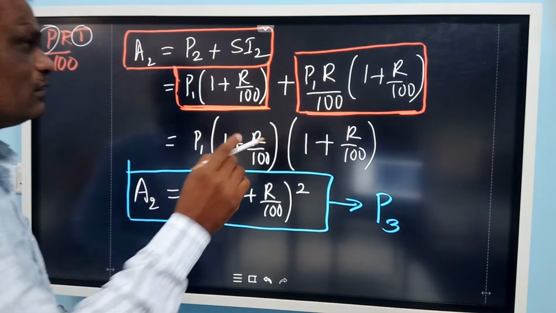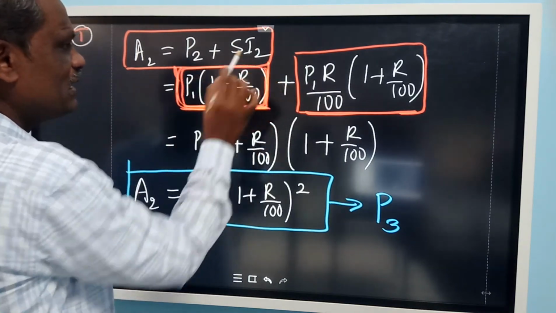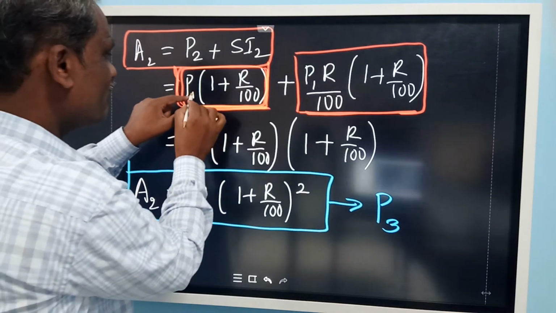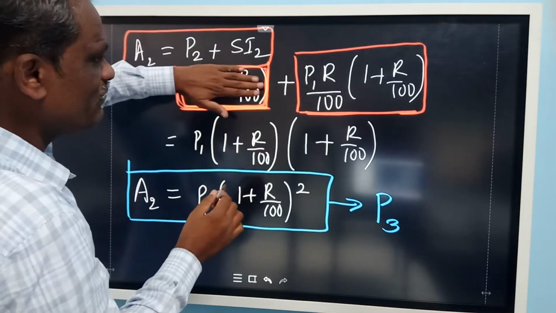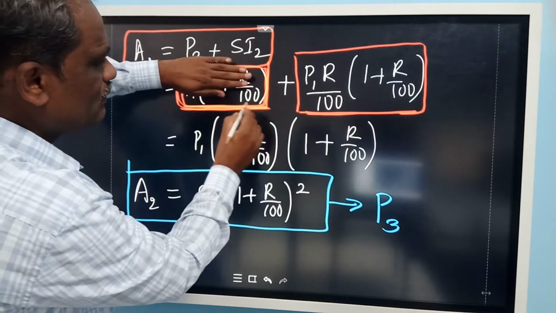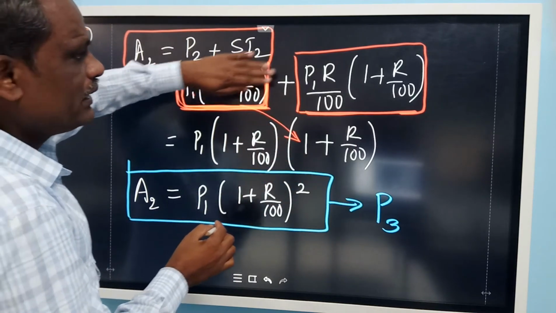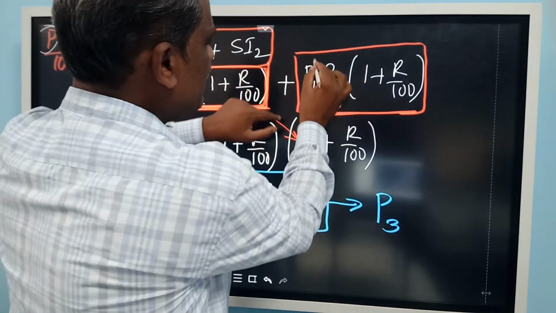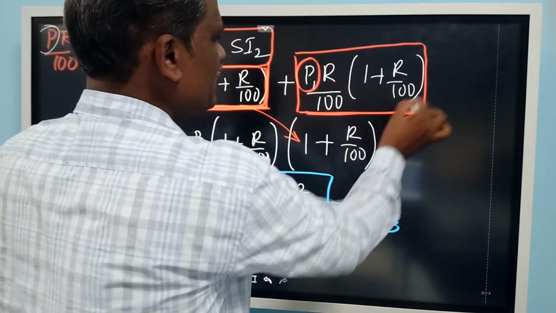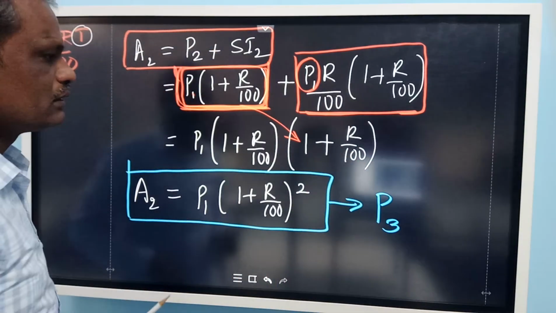Sorry. We are taking this term completely common. This completely, not only P1, we are taking P1 into 1 plus R by 100. Completely we are taking common. If I take it here, what will remain? 1 will remain. This one. In this place, this one, 1. Okay. And in this place, P1 into 1 plus R by 100 you are taking common, then R by 100 is remaining.